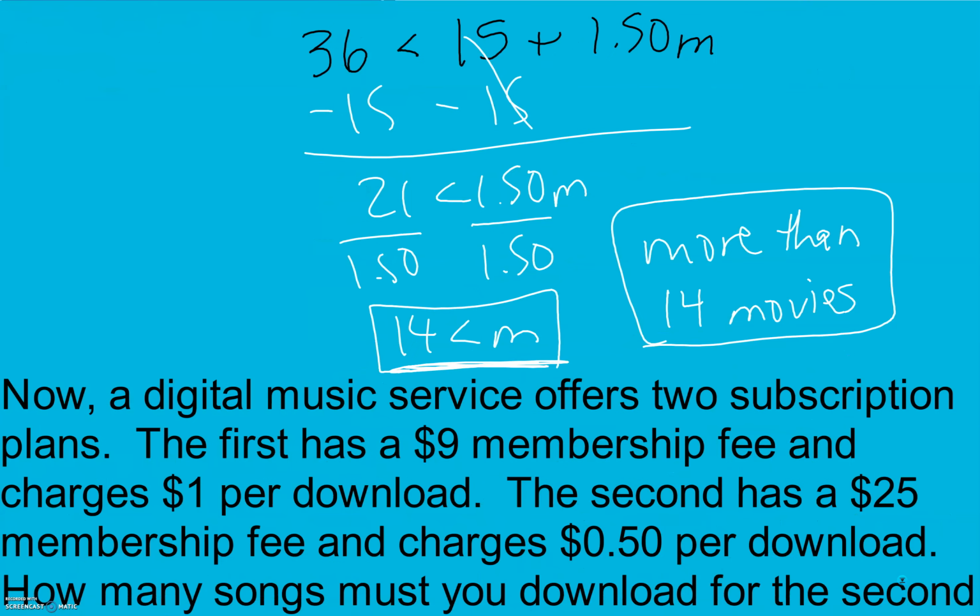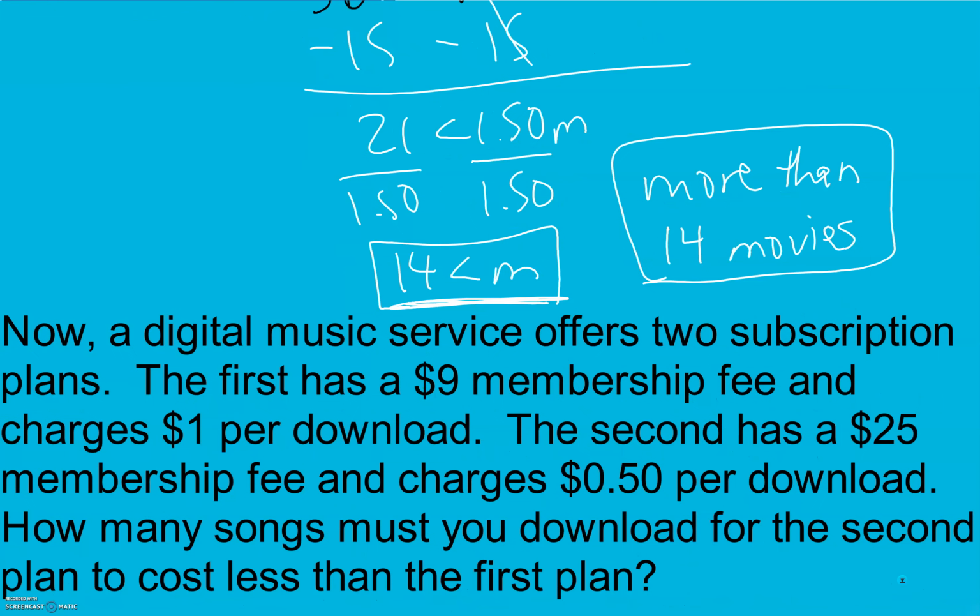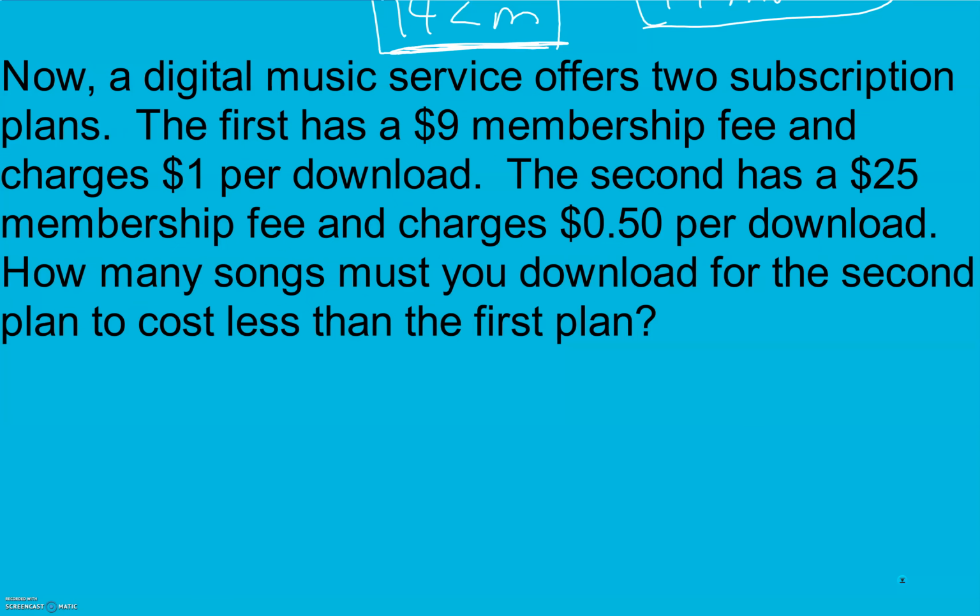Now, a digital music service offers 2 subscription plans. The first has a $9 membership fee and charges $1 per download. The second has a $25 membership fee and charges 50 cents per download. How many songs must be downloaded for the second plan to cost less than the first plan? So here, we want the second plan to cost less than the first plan.